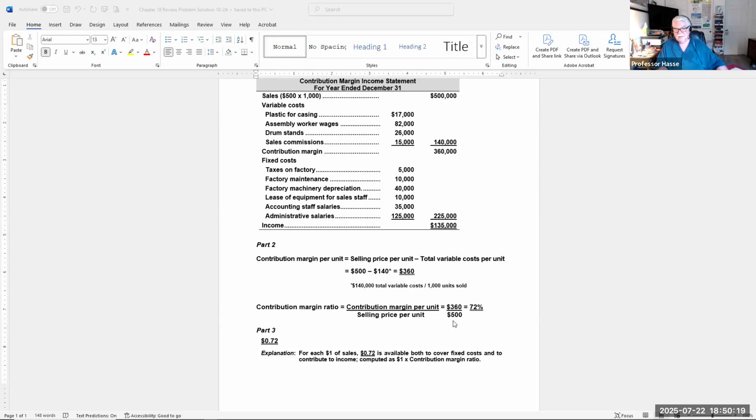Now, while we're on this page, let's take a look at something. What is this company's break-even point? How many units in sales do they have to sell to cover their fixed costs of $225,000? In other words, how many units do they need to sell to make zero profit?